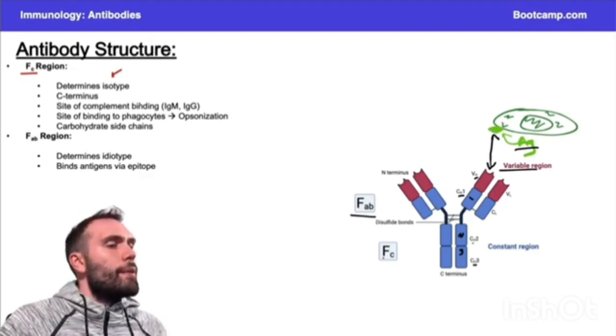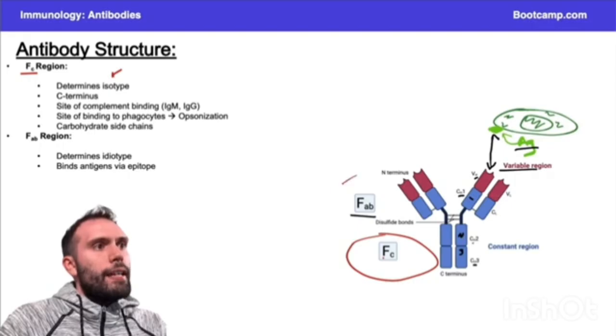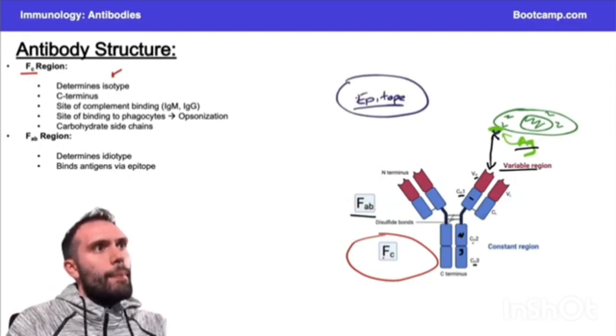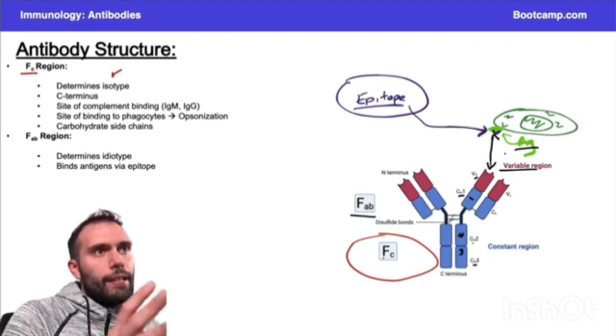And the last thing that we talked about is you can split this up into a constant fragment, which is more or less going to be down in this region, and then an antigen binding segment, which is mostly going to be up here. Sometimes you'll see the term epitope used, and this is really just referring to the specific part of the antigen that the variable region on the antibody is going to be binding to.